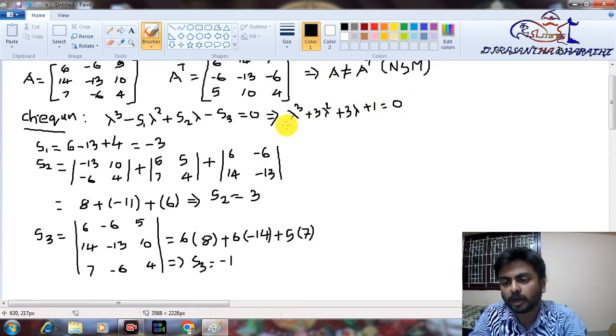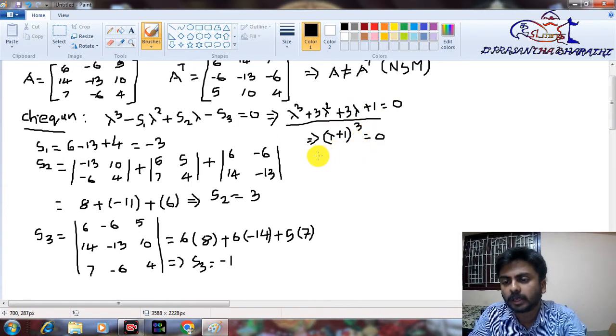So you are all familiar with this equation. This is a cube plus 3a square b plus 3ab square plus b cube. Here b equal to 1. So this is nothing but lambda plus 1 the whole cube. Lambda plus 1 whole cube equal to 0.